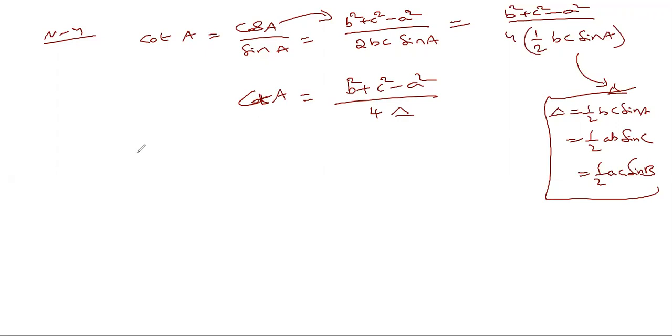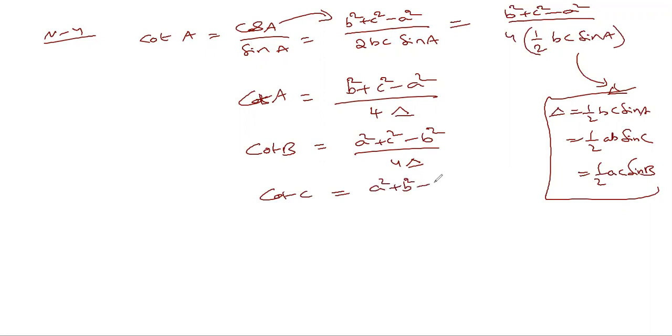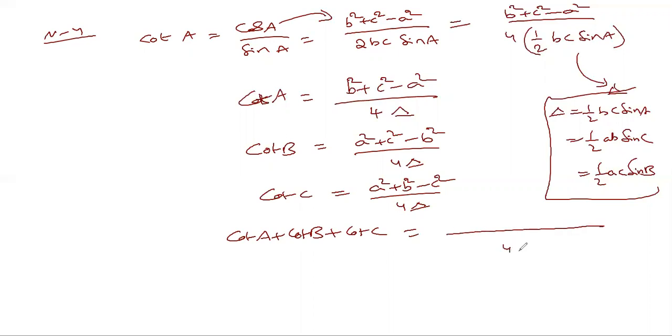So what about cot B? Cot B is a square plus c square minus b square by 4 delta. Similarly cot C is a square plus b square minus c square divided by 4 delta. Let us do one thing, let us add all these equations. So it will be cot A plus cot B plus cot C equals, in denominator clearly 4 delta.